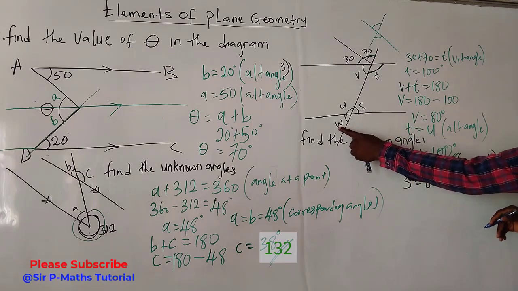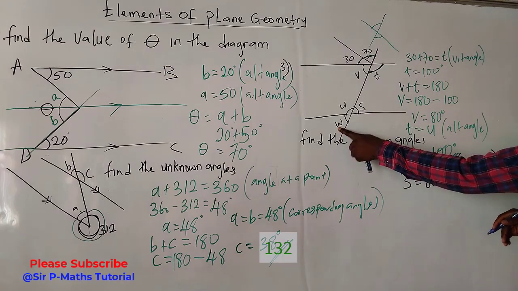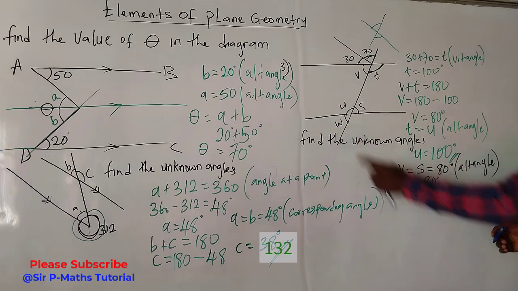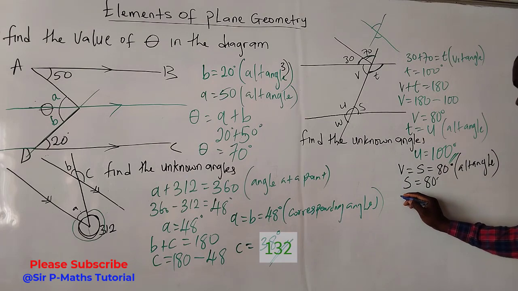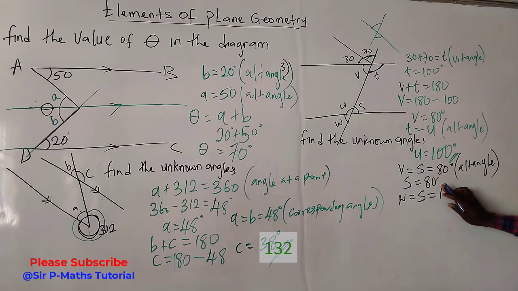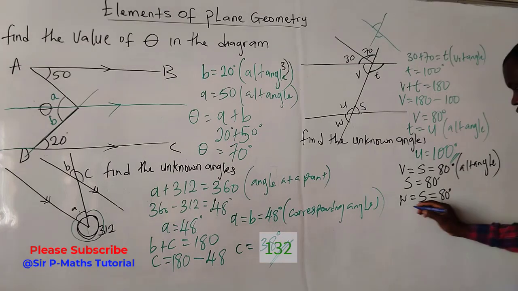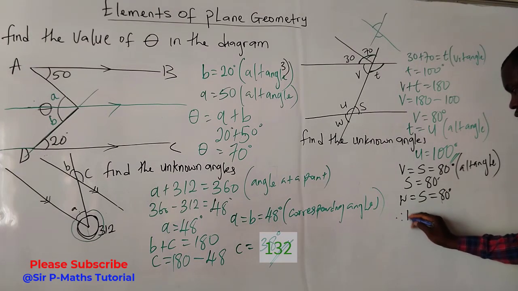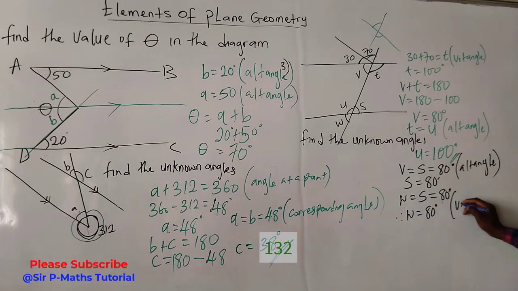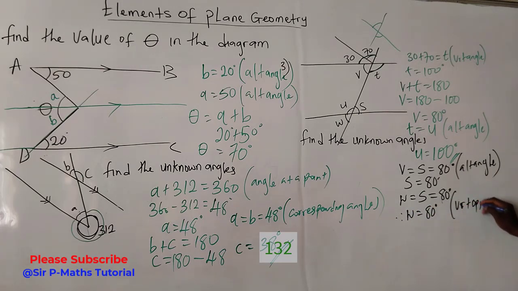Then let us get W finally, all right? S and W are vertically opposite. It is easier to get it like that. So we say that W is equal to S, which is equal to 80 degrees. Therefore, W is equal to 80 degrees, vertically opposite angles.